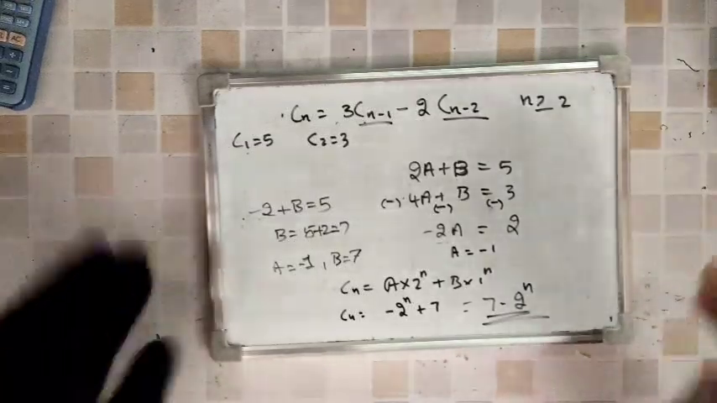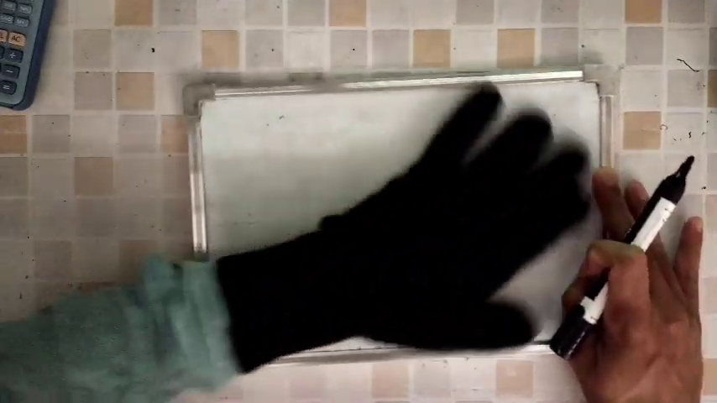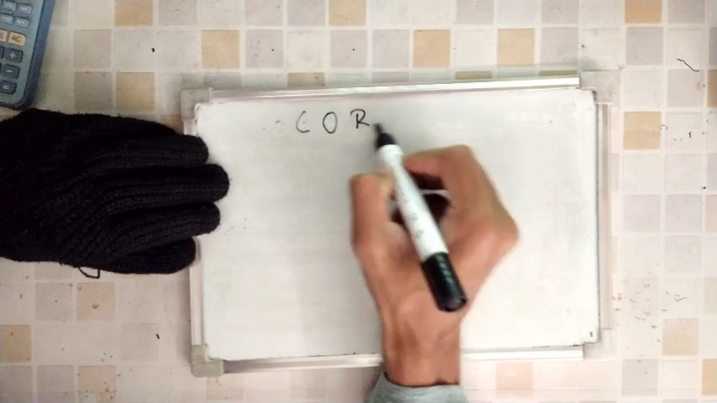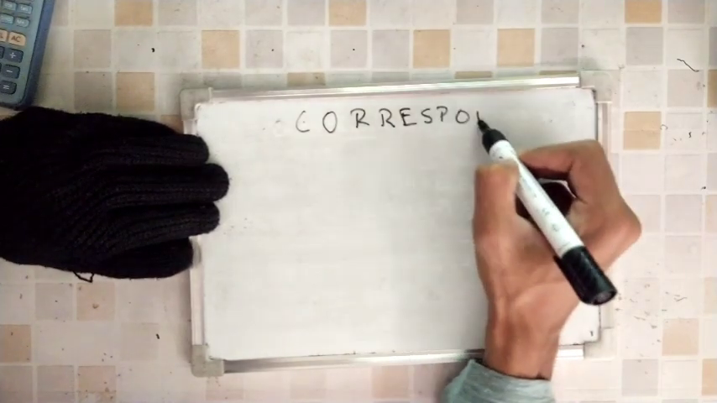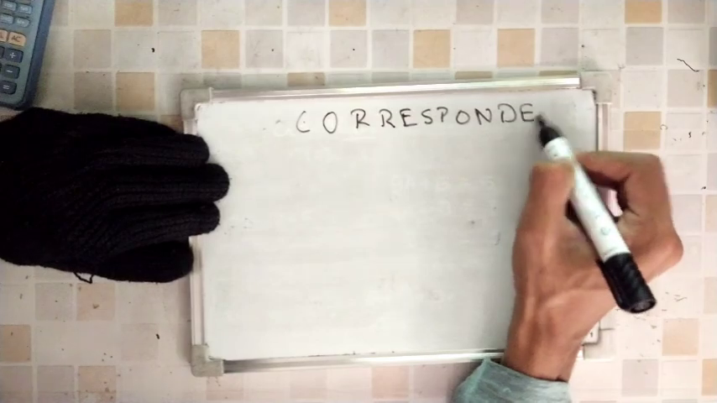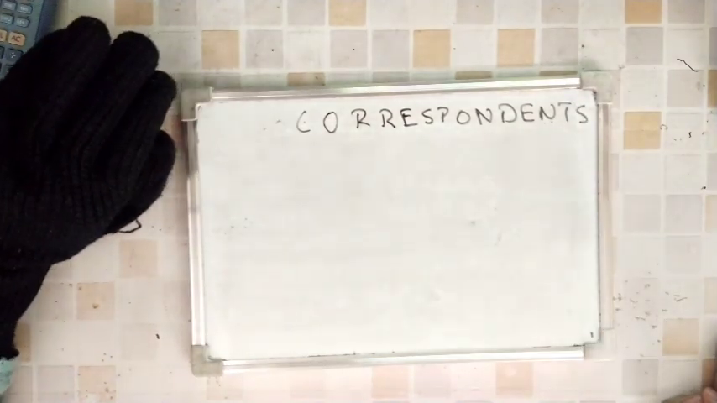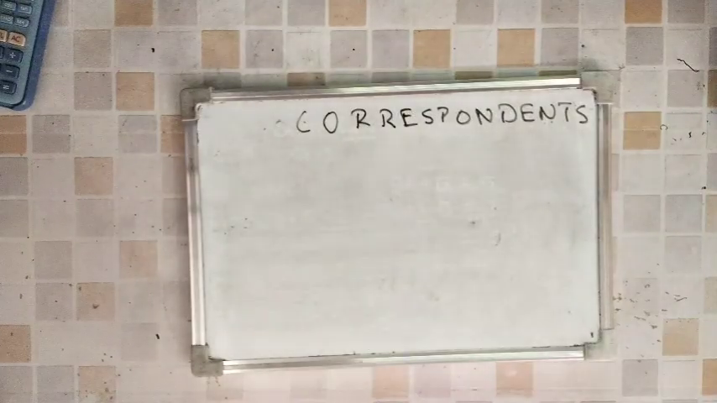Then similarly, here I have one more question. In how many ways can one arrange the letters of CORRESPONDENTS so that there are exactly 2 pairs of consecutive identical letters, then 3 pairs of consecutive identical letters, then no pairs of consecutive identical letters.